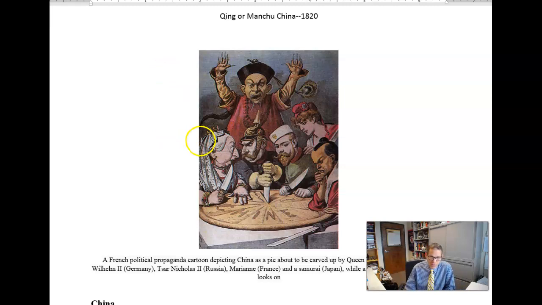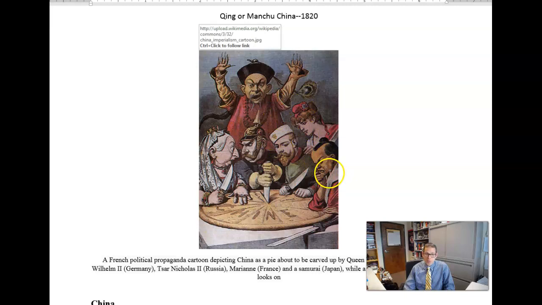This lady right here represents Great Britain. That gentleman, as you probably can guess, represents Germany. That gentleman out there might be a little harder for you guys. If you guys are in class, I'd ask you, but anybody have a guess? That'd be Russia. This lady would be France, and this person right here would be Japan, in this case in the form of a samurai.